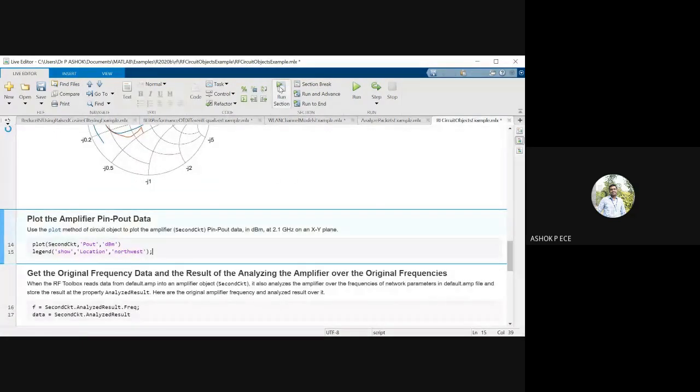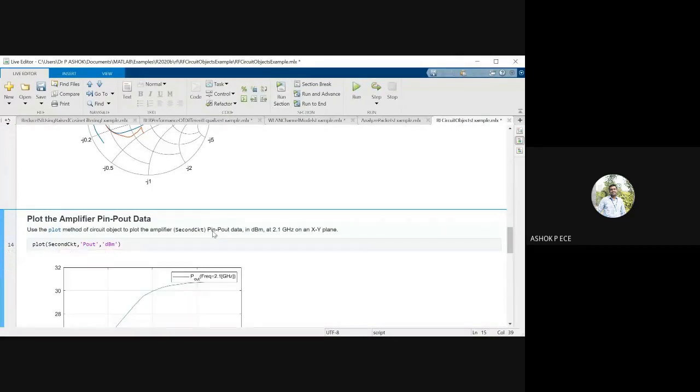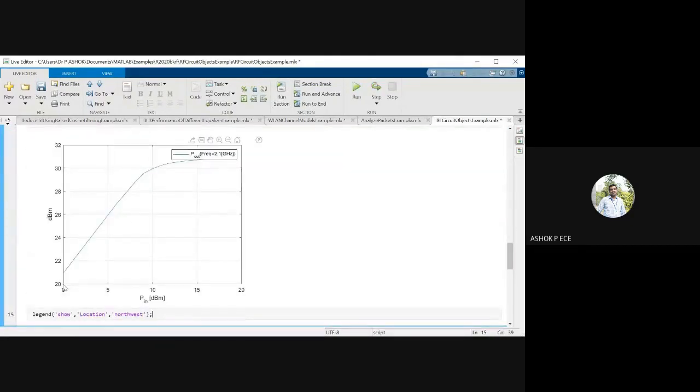Now I am plotting the second circuit's input-output data. You see that as the input is increasing, the output also increases and then becomes constant. So up to this point, I can say my amplifier is linear. After this, it goes into saturation. You know that in electronics, all components have to be operated only in the linear region. If you don't operate components in the linear region, the output will become non-linear.